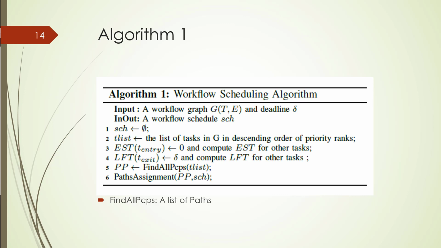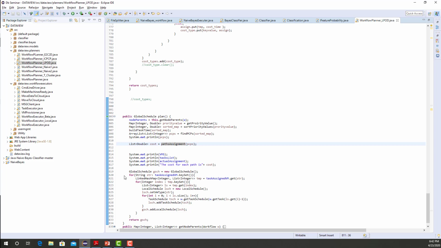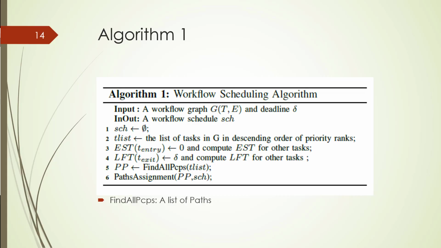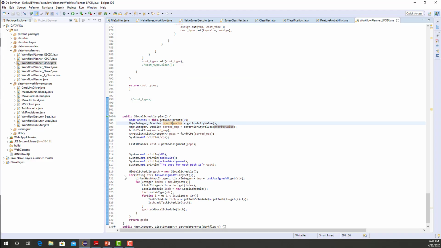So all of the algorithms that we are going to define, we are going to describe the find all partial critical path function and the path assignment function. So now let's jump into the code here. This is the planner, this is the algorithm. This algorithm works with this.